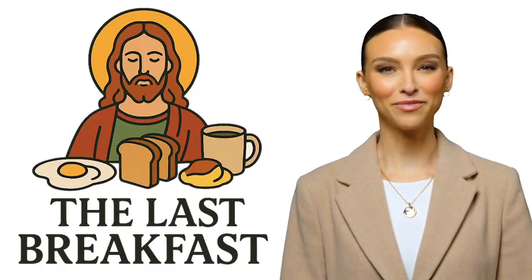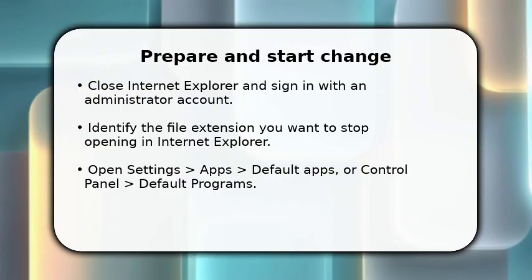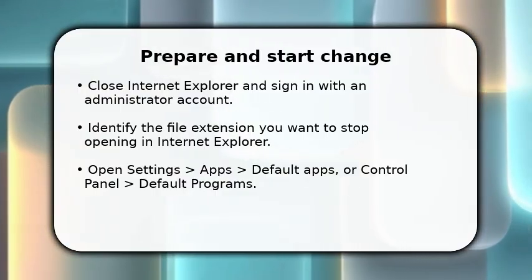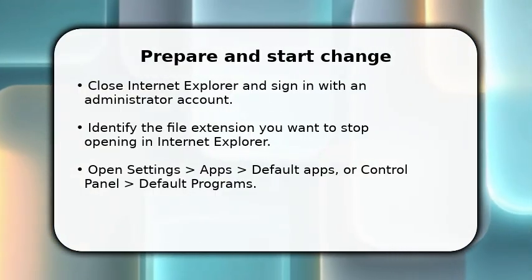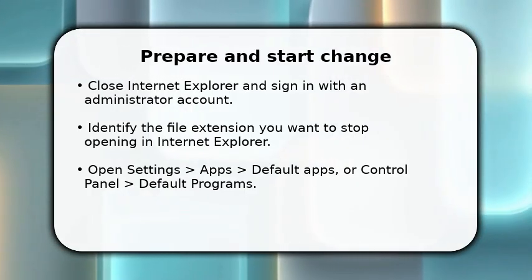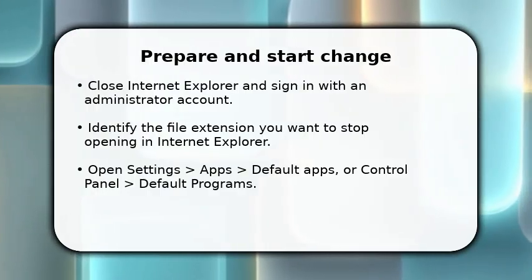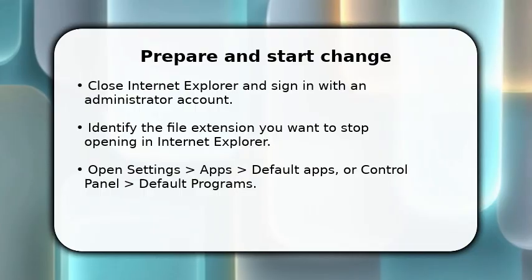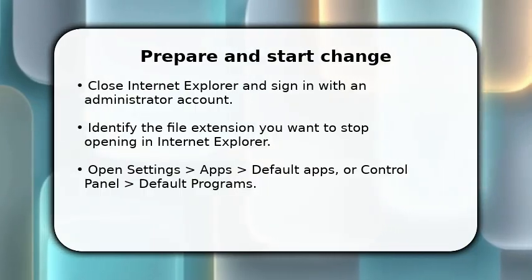You're going to stop a file type from opening in Internet Explorer. First, make sure you're signed in as an administrator and Internet Explorer is closed. Next, identify the file extension, for example, HTML, HTM, or PDF, because you'll change the association for that specific extension.